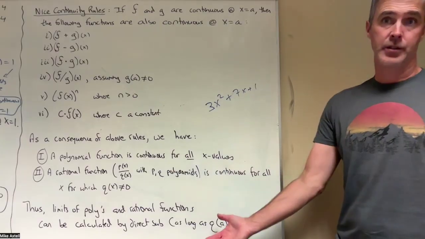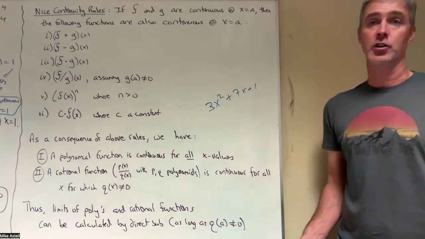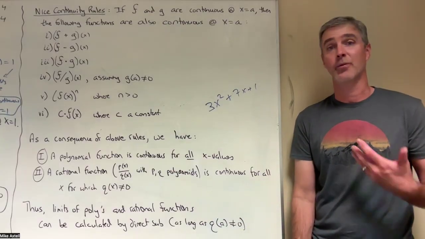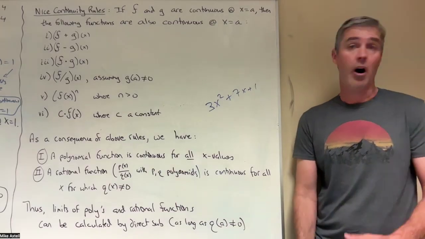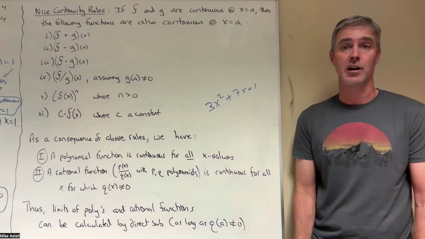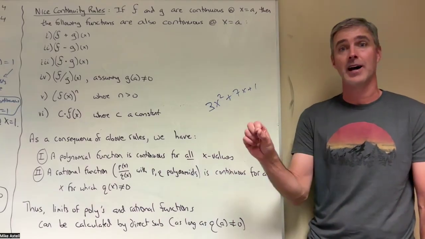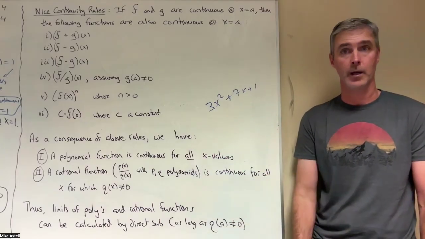All right, this also tells us that for polynomials and rational functions, direct substitution is going to be a great way to calculate limits. It'll always work for polynomials, and it will almost always work for rational functions, as long as the point I'm taking the limit at does not make my denominator 0.